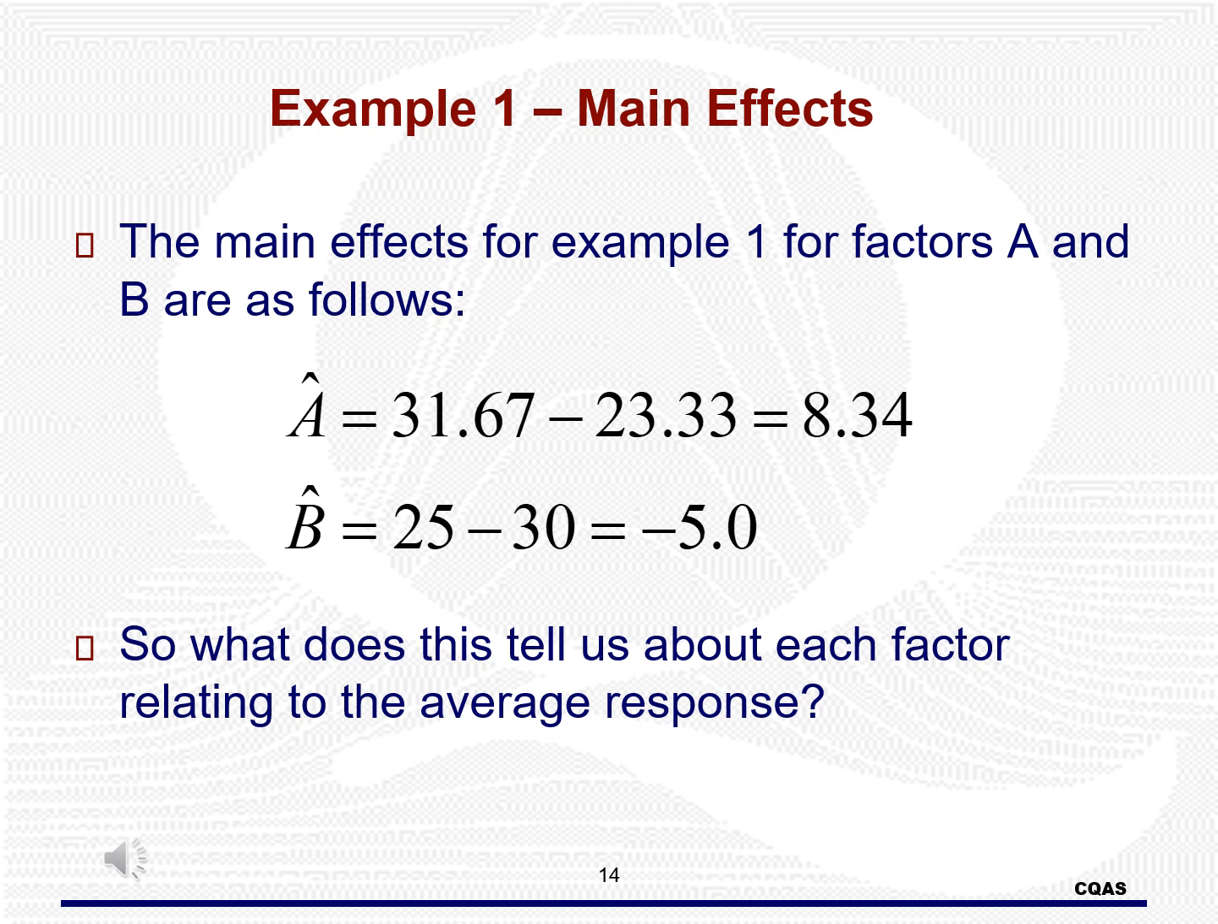What does this tell us about each factor as it relates to the overall average? Well, for factor A, it tells us that as we change levels of factor A, the average response increases by 8.34. For factor B, the average response decreases by 5.0.